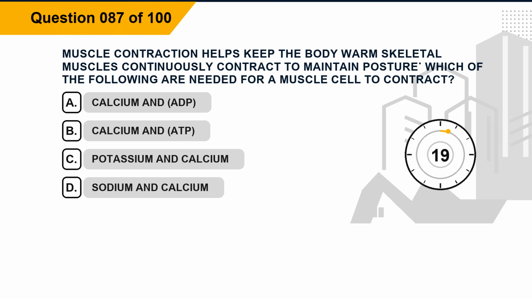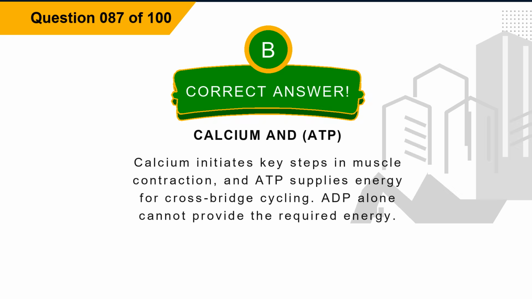Question 87. Muscle contraction helps keep the body warm. Skeletal muscles continuously contract to maintain posture. Which of the following are needed for a muscle cell to contract? Option A, calcium and ADP. Option B, calcium and ADP. Option C, potassium and calcium. Option D, sodium and calcium. The correct answer is option B, calcium and ADP. Explanation. Calcium initiates key steps in muscle contraction, and ADP supplies energy for cross-bridge cycling. ADP alone cannot provide the required energy.